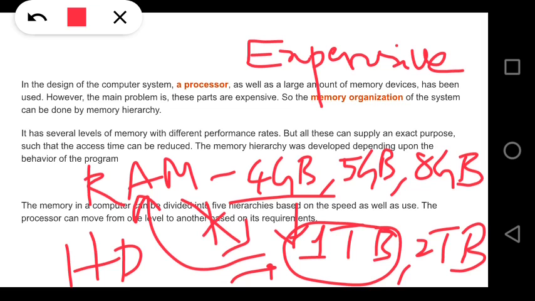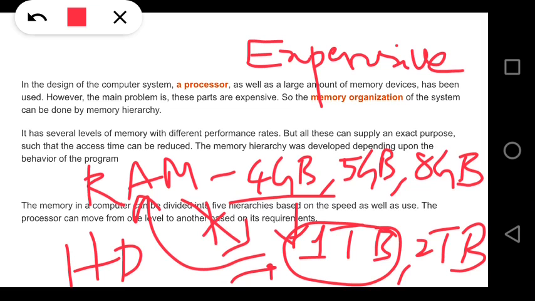So these parts are expensive. So the memory organization of the system can be done by a memory hierarchy. The low cost memory volume should be high, high cost memory volume should be low. This is the simple logic. Next, it has several levels of memory with different performance rates.